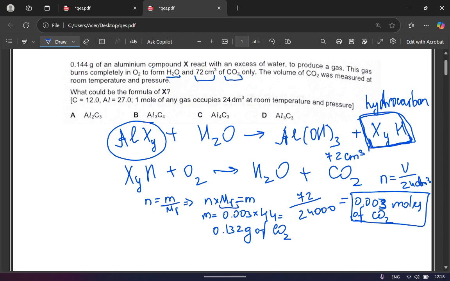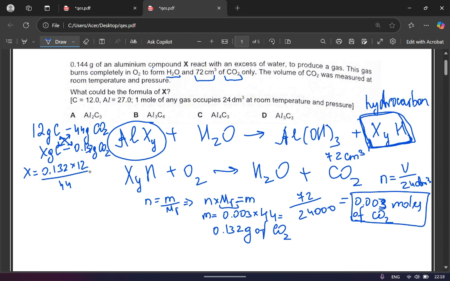Now here, let's make a simple proportion. If we have 12 grams of carbon and 44 grams of carbon dioxide, what is going to be the mass of carbon in 0.132 grams of carbon dioxide? What we do here is just cross multiplication. So x will be equal to 0.132 multiplied by 12 and divided by 44, which is 0.036 grams.